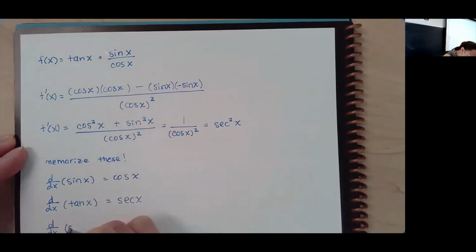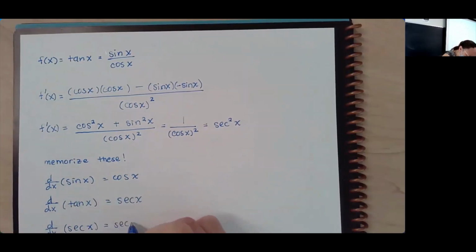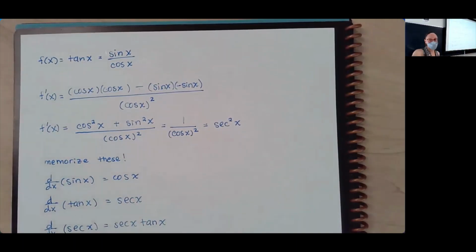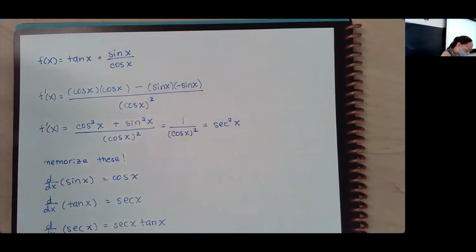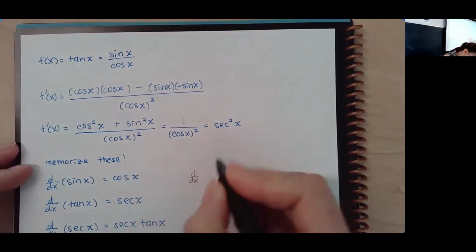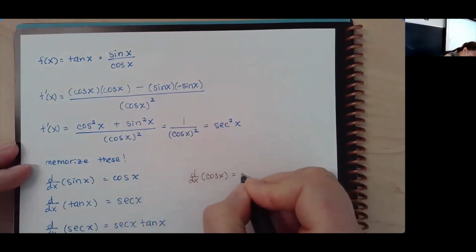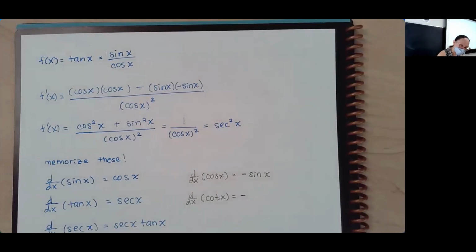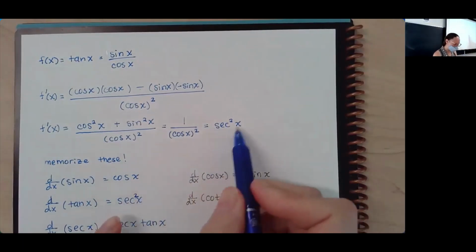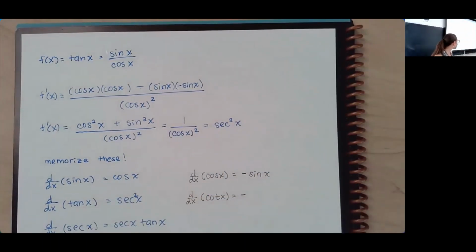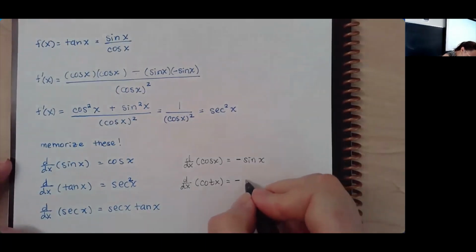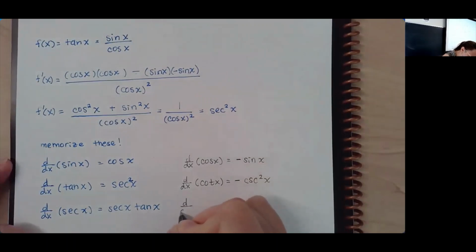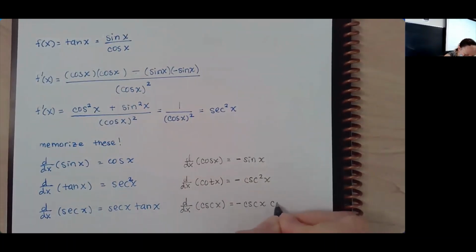The derivative of secant of x is secant x tangent x. And then we have all of the cos, those in a different color. So the derivative of cosine of x is negative sine of x. The derivative of cotangent of x is negative... Oh, I missed a squared. Again, you all are supposed to catch my mistakes for me. We just found that the derivative was secant squared x for tangent of x. So the derivative of cotangent of x is negative cosecant squared x, and the derivative of cosecant of x is negative cosecant x cotangent x.